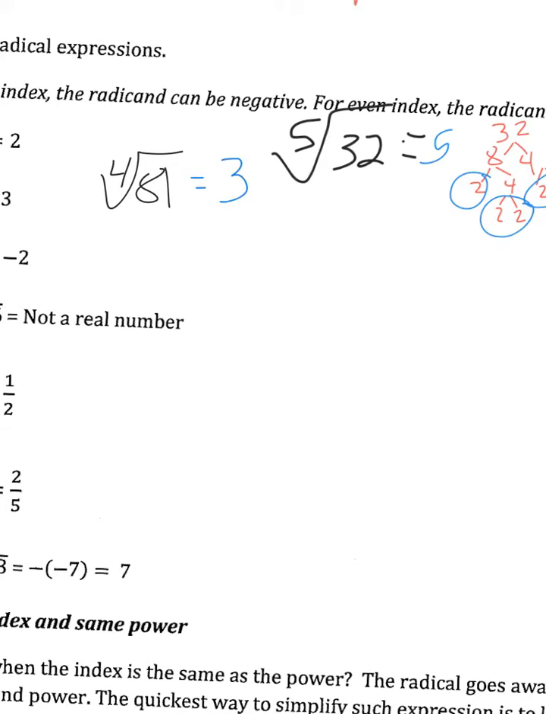The square root of 81 is 9. The square root of 9 is 3. So the fourth root of 81 is 3.